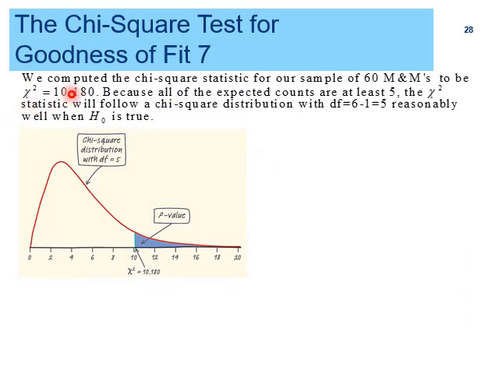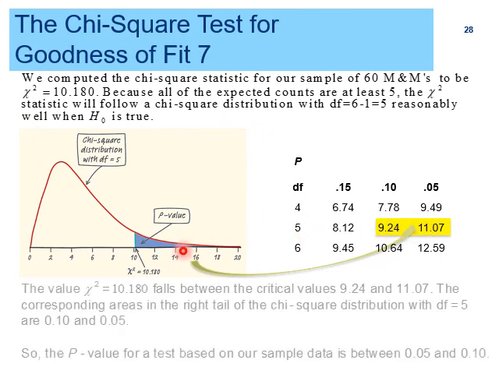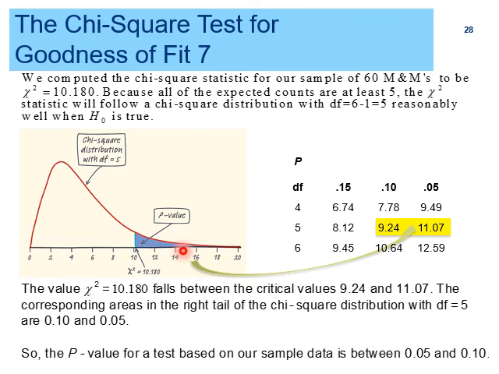So now after calculating the chi-square value, we got 10.18, and degrees of freedom 6 minus 1, that is 5. Now we will look at the table, and with degrees of freedom 5, the values are between 9.24 and 11.07, and our chi-square value falls between these values. The corresponding areas in the right tail of the chi-square distribution are 0.10 and 0.05. So the p-value for the test based on our sample data is between 0.05 and 0.10.